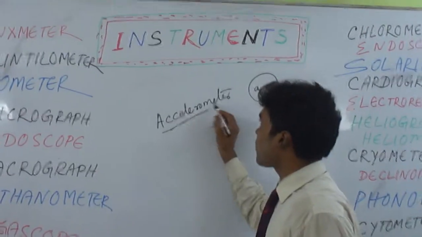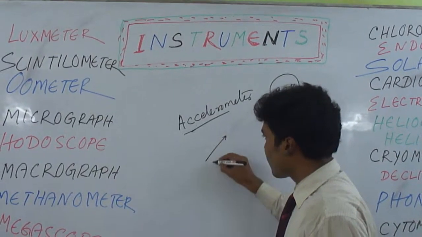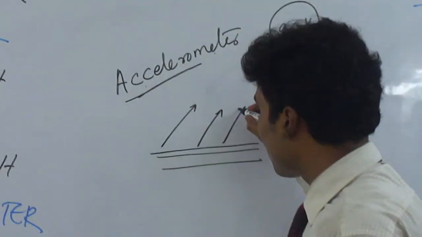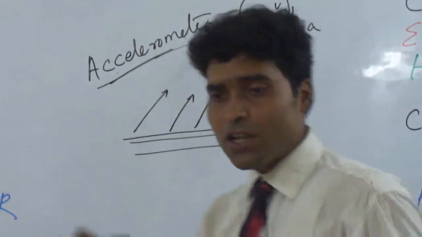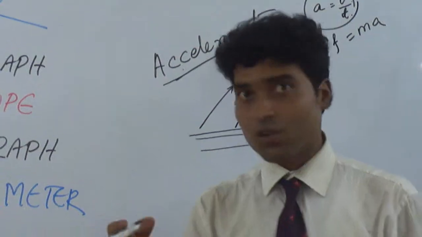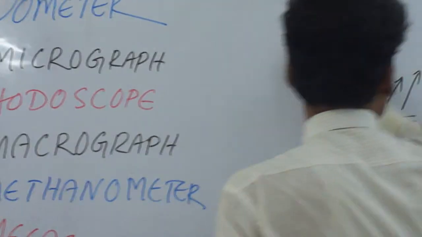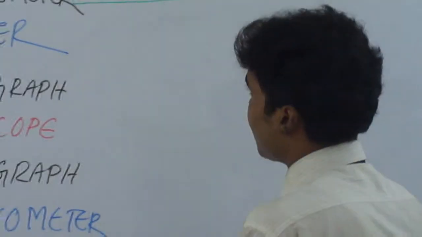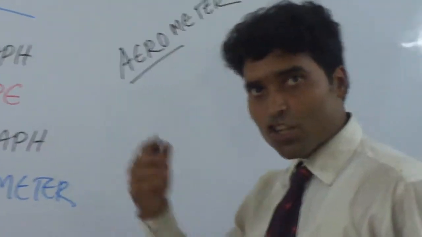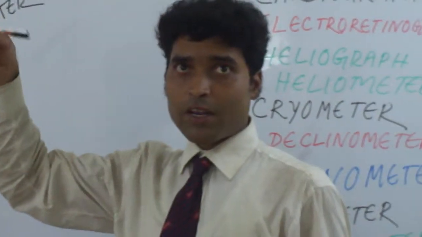Just see, accelerometer means which speeds something. That means if you are doing something to encourage, that is accelerometer. That means one instrument that is used to verify the growth, that is not an accelerometer, right? Another thing we have to understand is aerometer. Aerometer means something related to the atmosphere, atmospheric height, atmospheric particles, all those things.